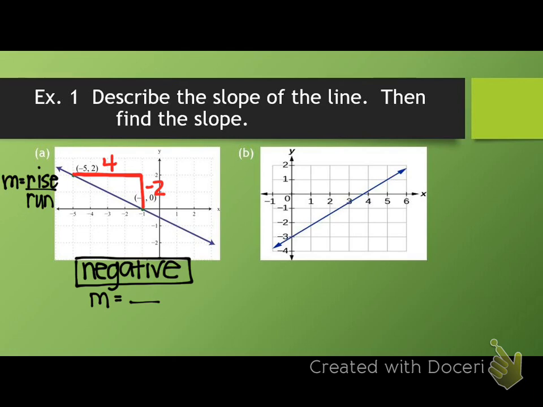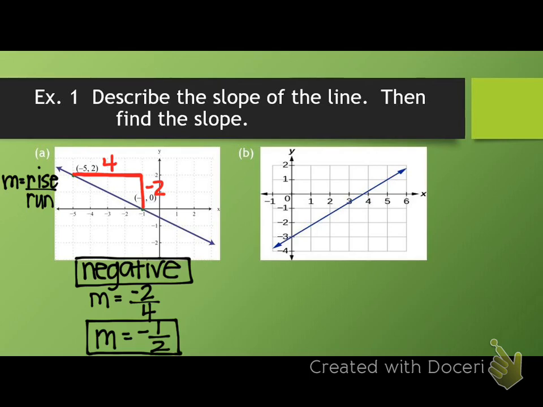is my run. All right, so which is my rise? Julia? Your rise for A. Yep, which is my rise and which is my run? Your rise is negative 2 is my rise number, and what is my run number? 4. Now, it's a fraction, and what do I always have to do with fractions? Reduce. So my final answer is m equals negative 1/2.